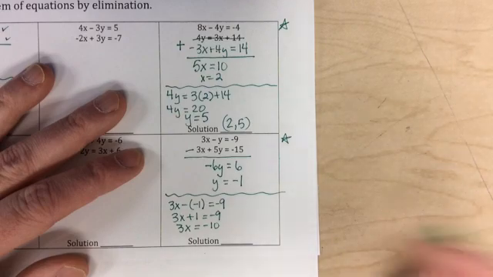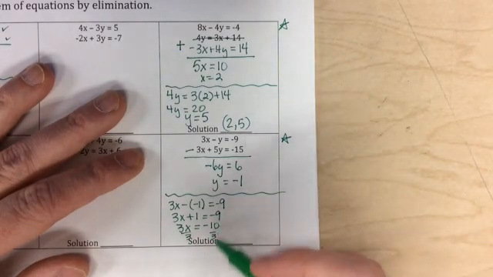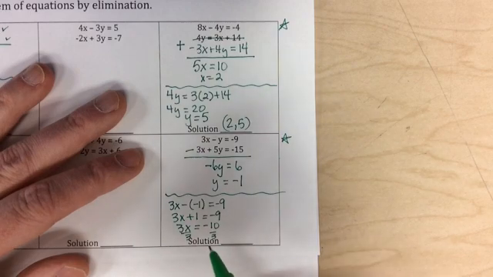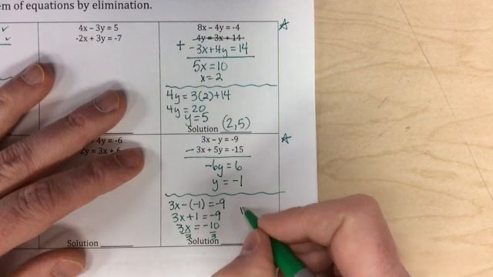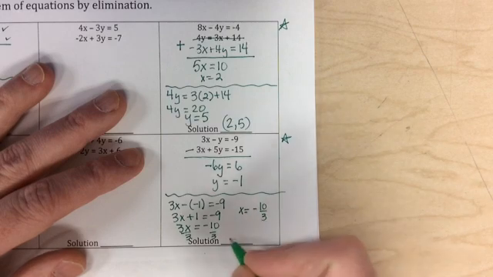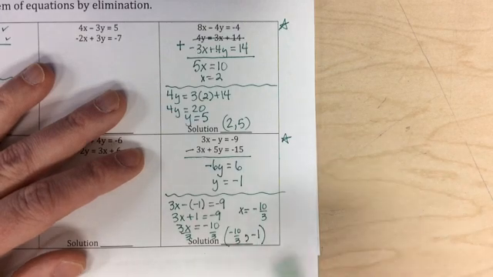Don't freak out here. Divide both sides by 3, and I have an improper fraction that I cannot simplify, so I'm going to leave it as an improper fraction. So x equals negative 10 thirds. So my solution is (negative 10 thirds, negative 1). Yes, it's okay to get improper fractions. Don't worry about that. You don't need to change it to anything. You can leave it as the improper fraction.